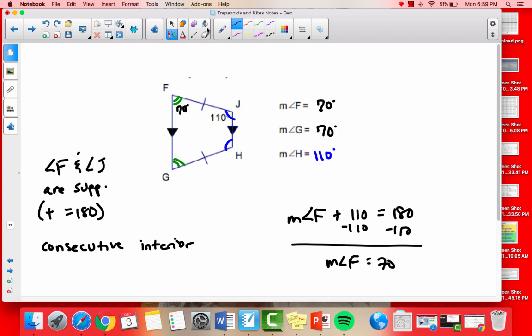That's it for trapezoids. If you have any questions on how to use the diagonals or how to find any angle measures, let me know. But next is the kites.